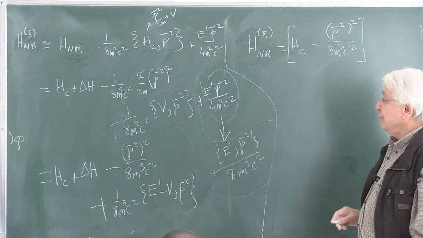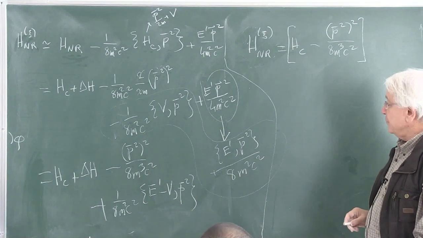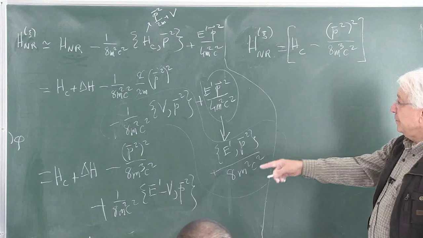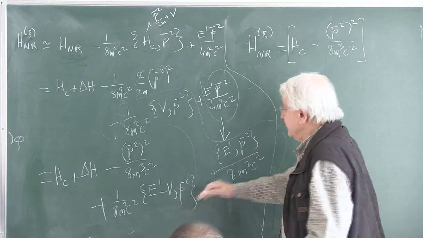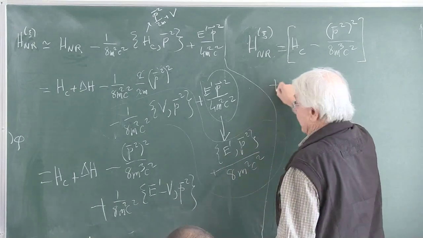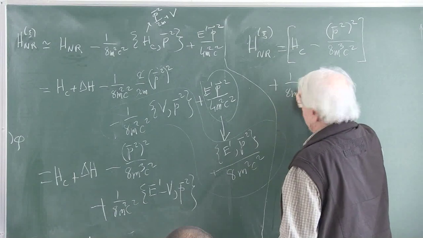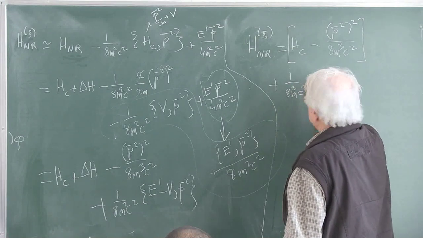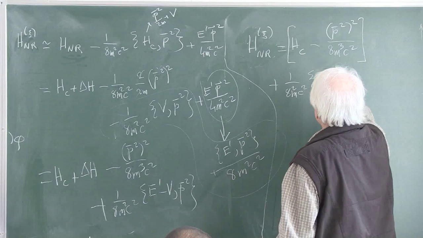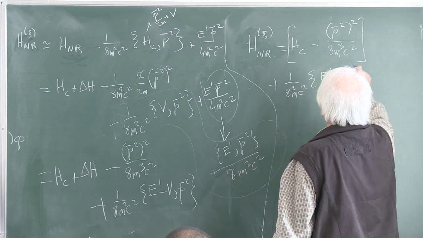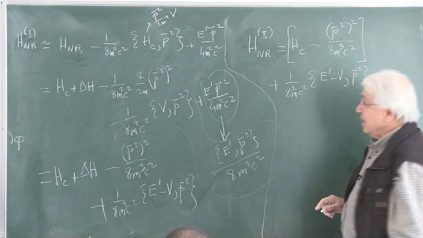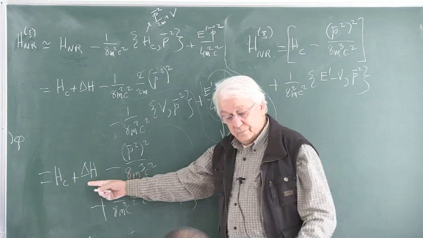So what are the additional terms? There are several additional terms. Let me put them together. The one is this one: m squared c squared (E prime minus V) squared. And there is the delta H.